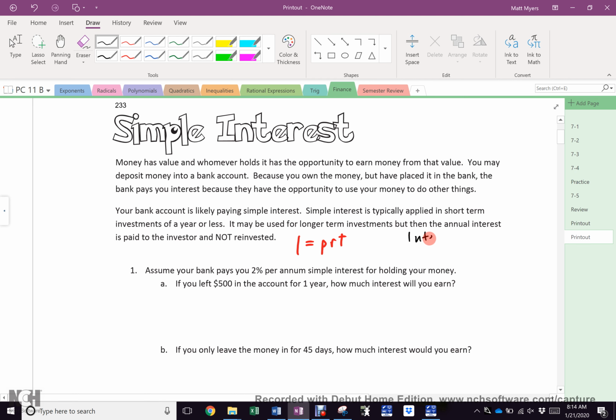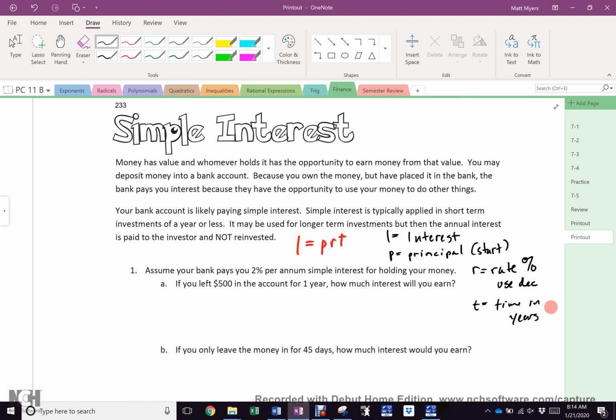I is interest. P equals principal, which is how much money you start with. R is your interest rate. It's shown as a percent, but we use a decimal. And T is time in years. And you just fill in this 4 variable equation. Just like base times height, area, length times width, that's all you do. You just go through this and you fill it in.